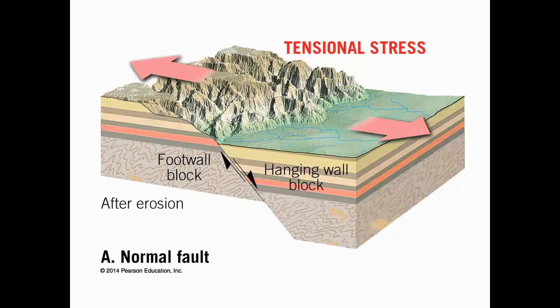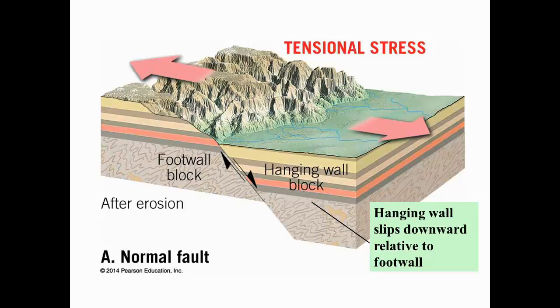Now, normal faults are the result of tensional stress. Notice in the block diagram that the stress arrows are pulling in opposite directions. And the consequence of this is that the hanging wall slips downward relative to the footwall. So normal faults are the brittle response to tensional stresses. And this is how rocks respond to this overall type of situation.